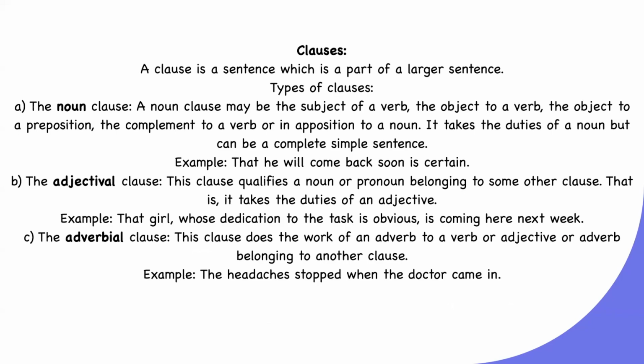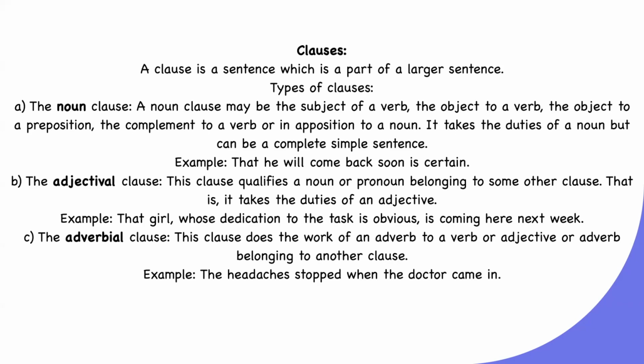Clauses. A clause is a sentence which is a part of a larger sentence. It always contains a verb. There are types of clauses. The noun clause. A noun clause may be the subject of a verb, the object of a verb, the object of a preposition, the complement to a verb, or in apposition to a noun. It takes the duties of a noun but can be a complete, simple sentence. Example: that he will come back soon is certain.